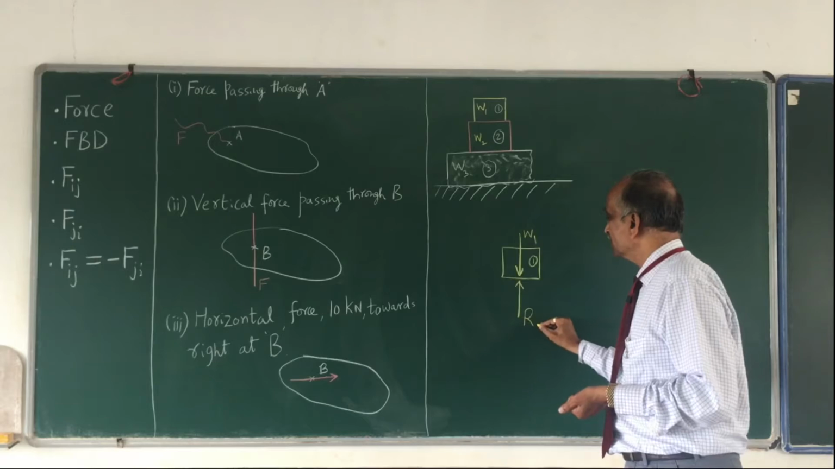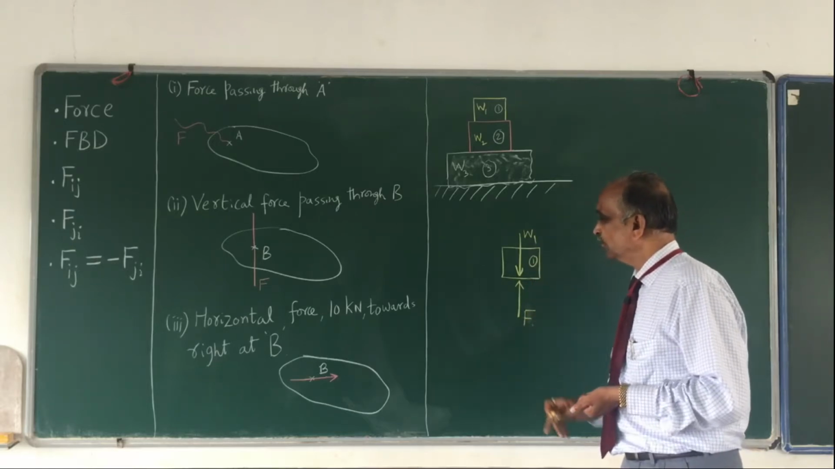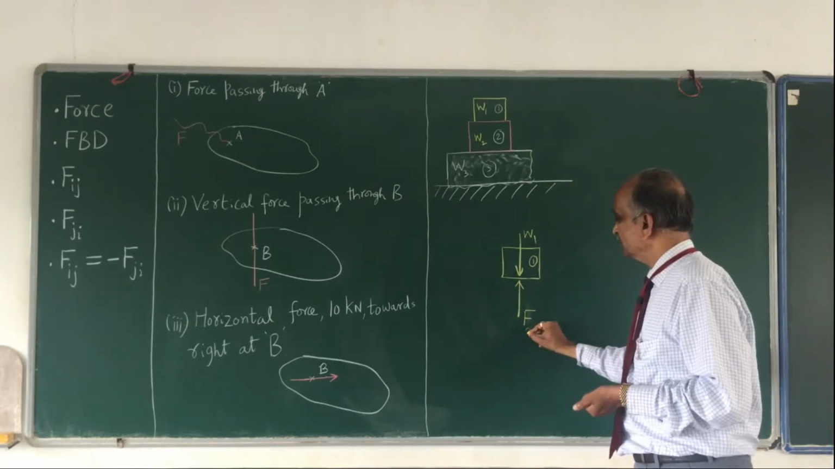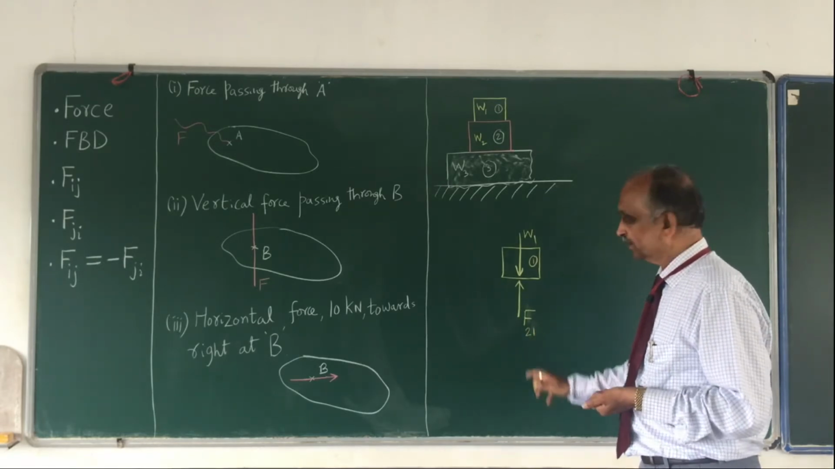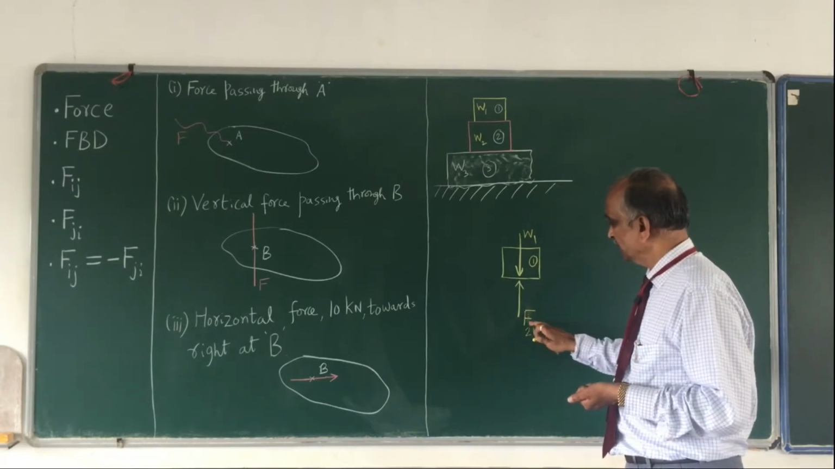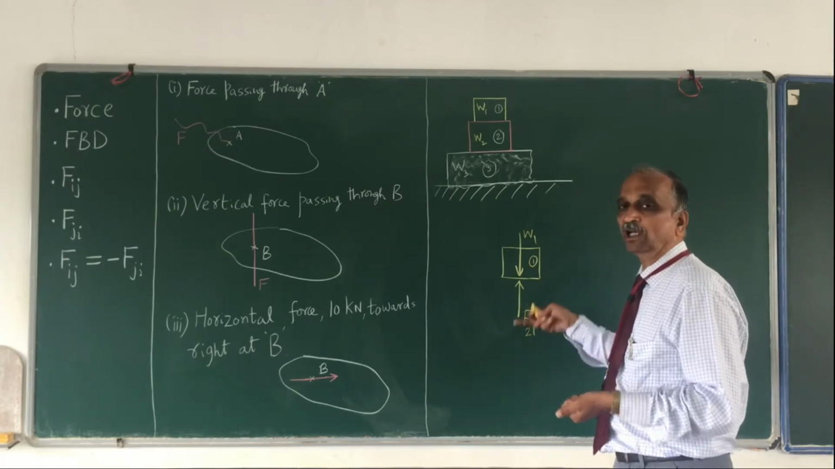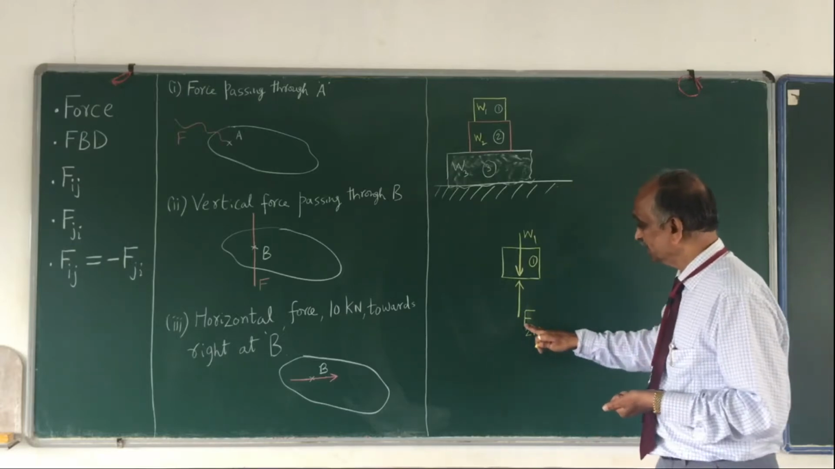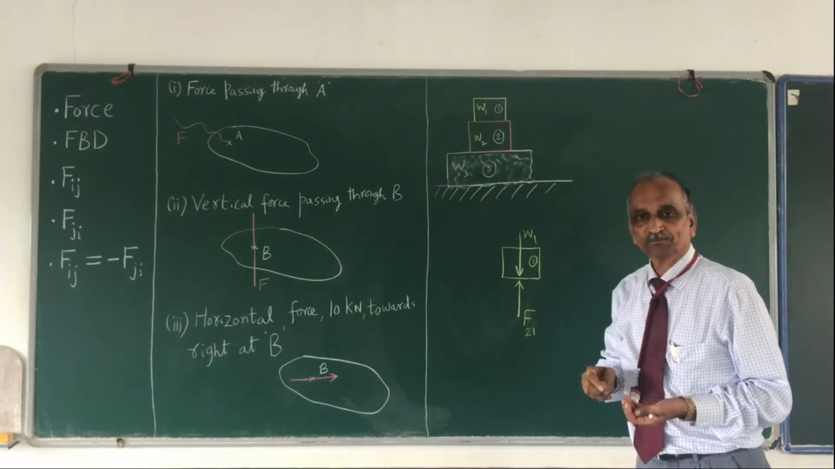This I call R, or I shall call it F, from body number 2: F21. This is how I represent it. Please remember, the first suffix indicates from what body, and the second suffix indicates on what body. This is the meaning of F21: the reaction force from 2 acting on 1.